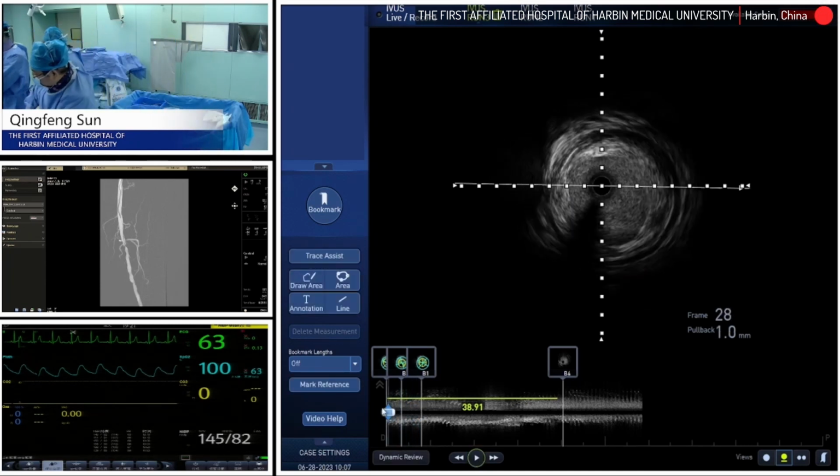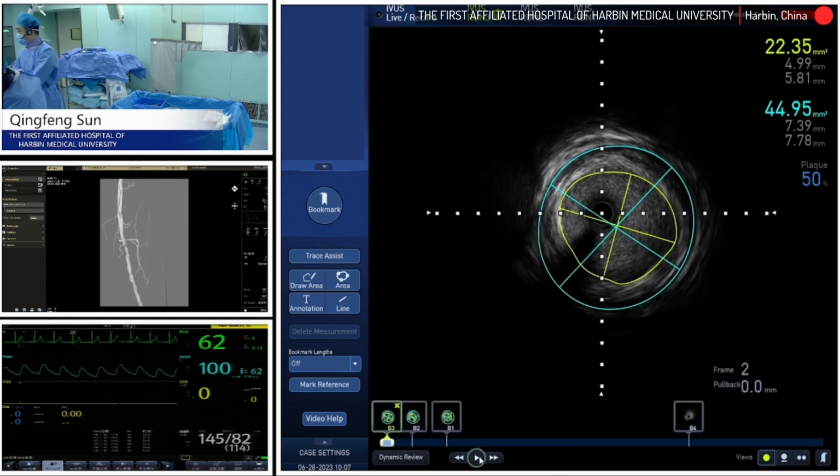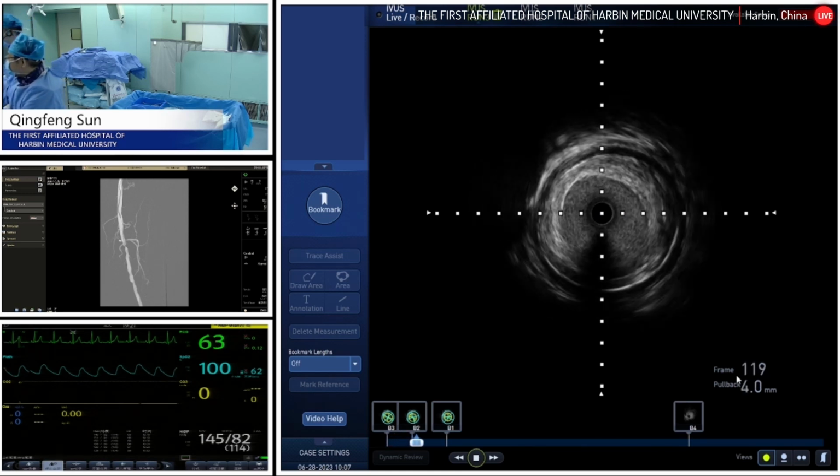After the wire crosses the lesion, we perform the initial IVUS imaging. As we know, this is a very important intravascular image for guiding the precise procedure. Exactly. Okay, we can review the imaging.